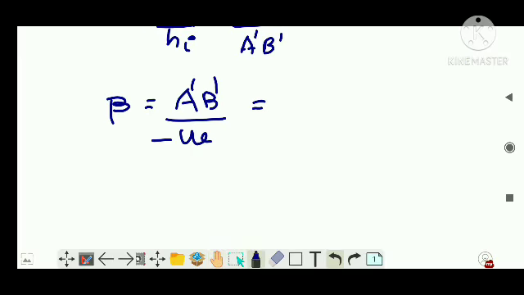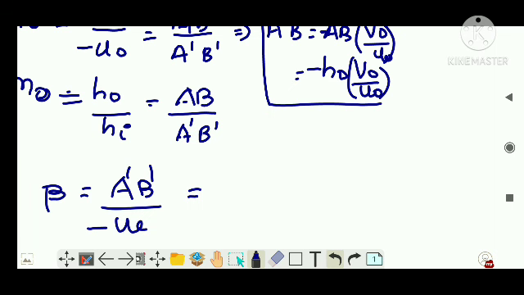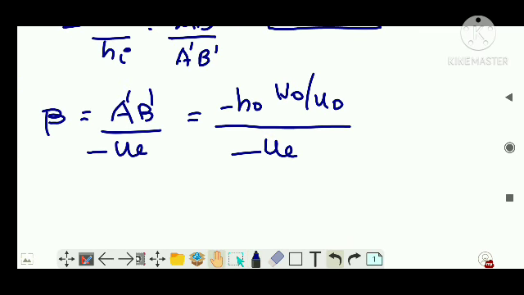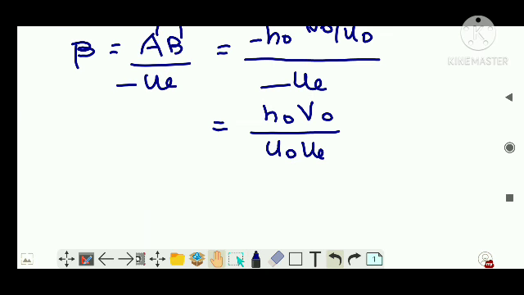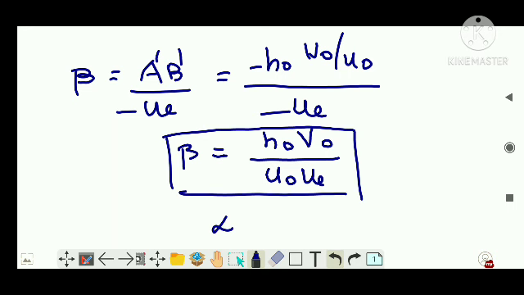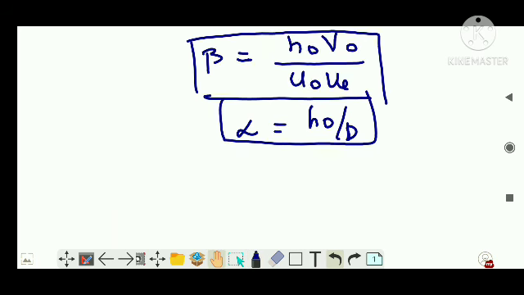Now, in case of A dash B dash, we can write the earlier value, which is minus H naught V naught by U naught, divided by minus UE. Arranging and removing the minus, it becomes H naught V naught divided by U naught UE. Now this is the value of beta which we require. Earlier we have already found the value of alpha as H naught by D.